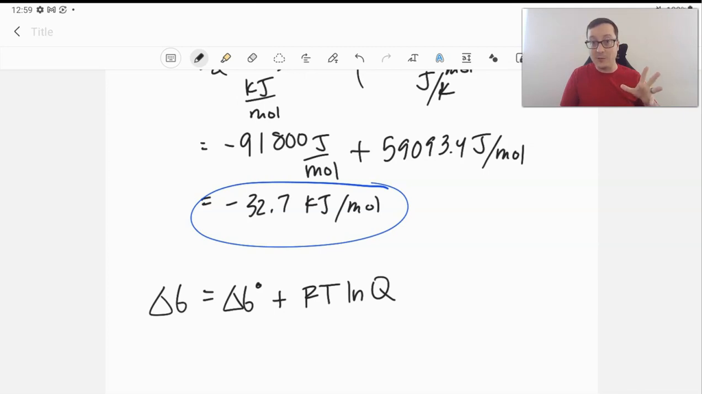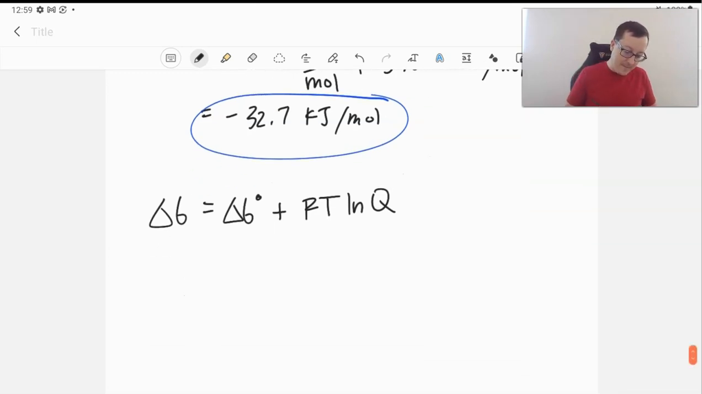If that were the case, Q would be 1, ln of 1 is 0, so that whole thing, delta G, would equal delta G standard if everything is standard. But if things are not standard, meaning we have not 1 atmosphere of everything, we can figure out what's going to happen.